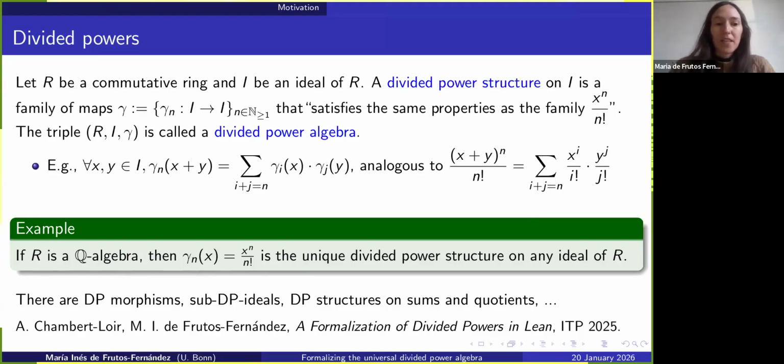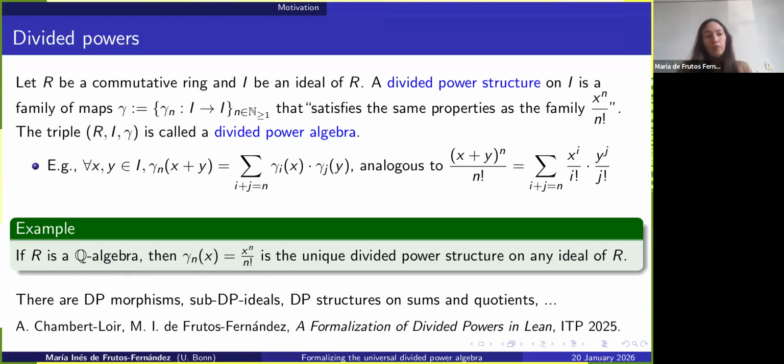One very simple example is that if you have a Q algebra R, then on any ideal of this Q algebra R, the only divided power structure is going to be the one given by the family x to the n over n factorial. There are also some other examples that are not the trivial one, but this example is going to be important later in the talk, which is why I'm mentioning it here.